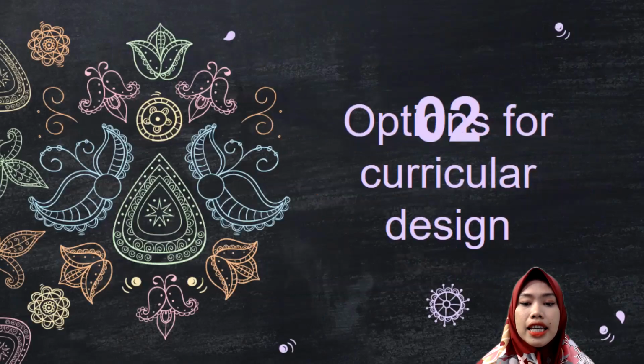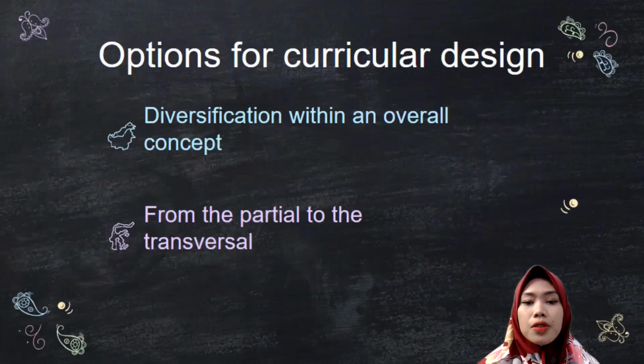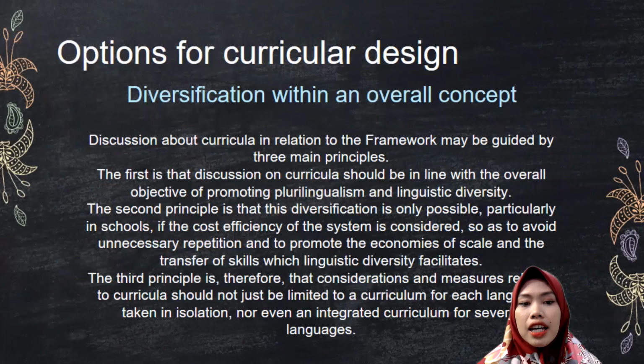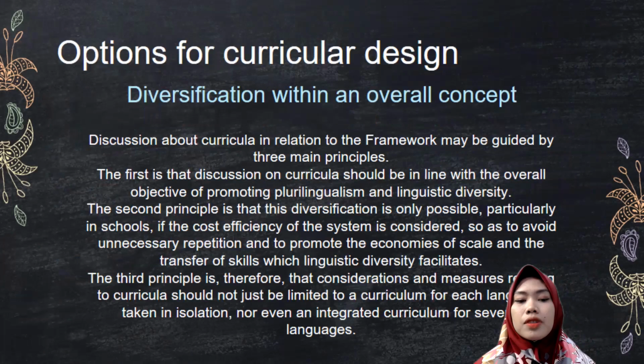And then the second subchapter is options for curricular design. Options for curricular design: the first is diversification within an overall concept. The second is from the partial to the transversal. All right. Diversification within an overall concept.